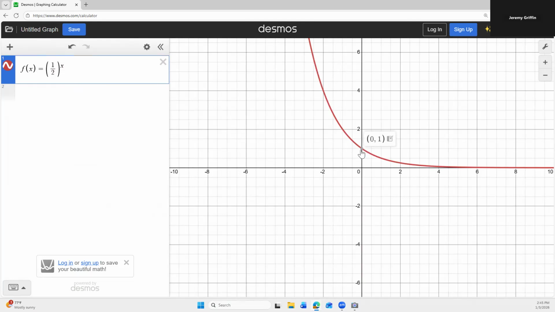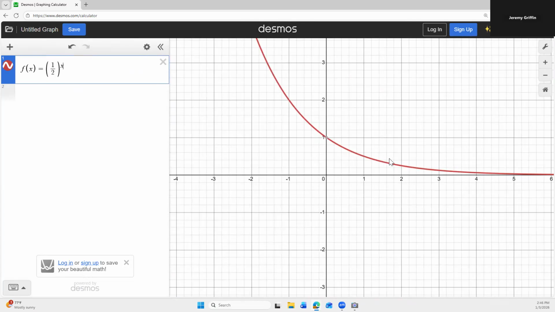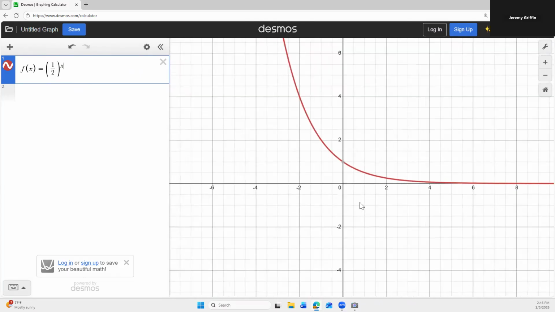So if you plug in 0, anything to the power 0 is going to be 1, so 0, 1. Then after one interval of time, now we're down to a half. After two intervals, half times a half is a quarter, then an eighth, then 1/16, then 1 over 32. It'll asymptotically approach 0 to the right. So there you go.